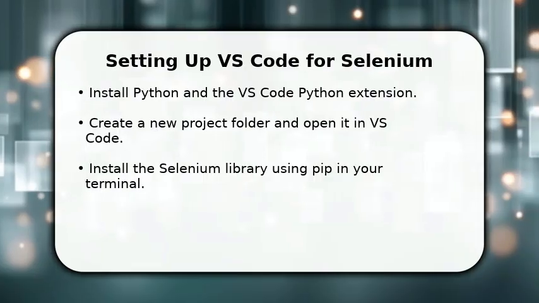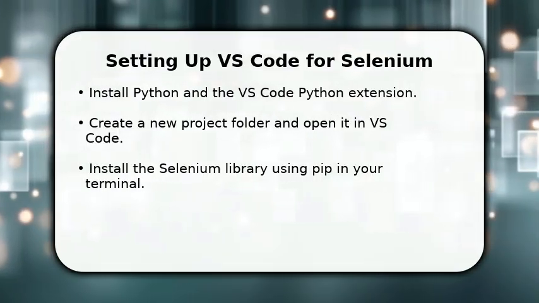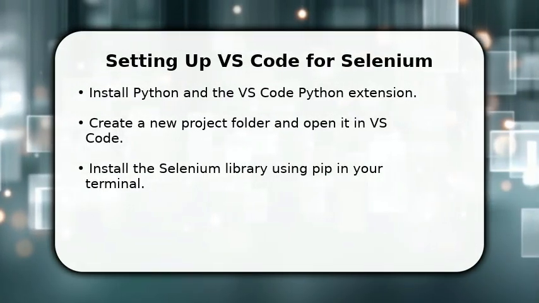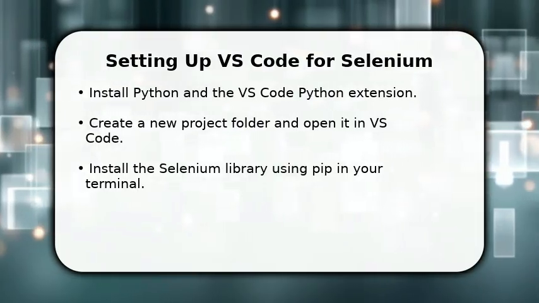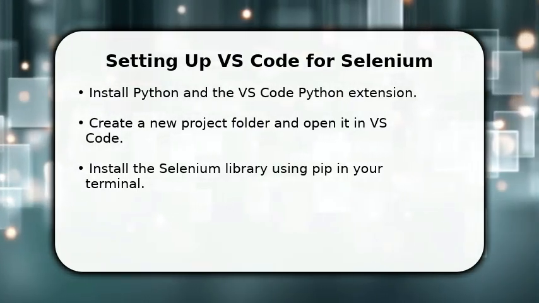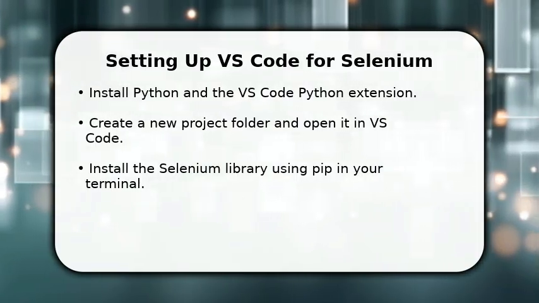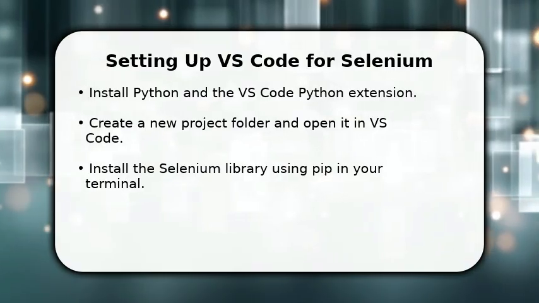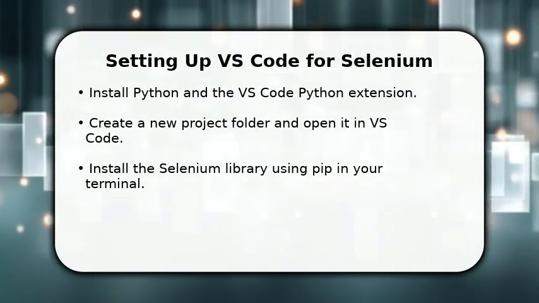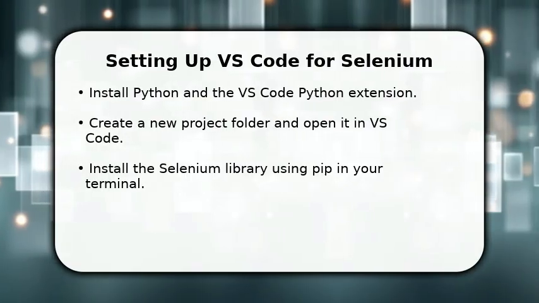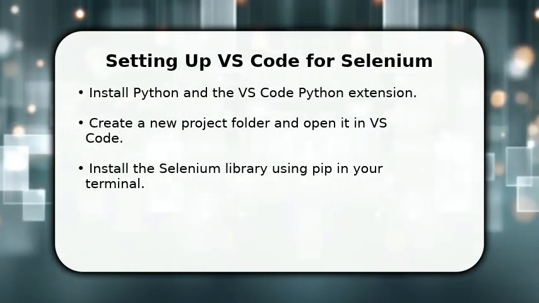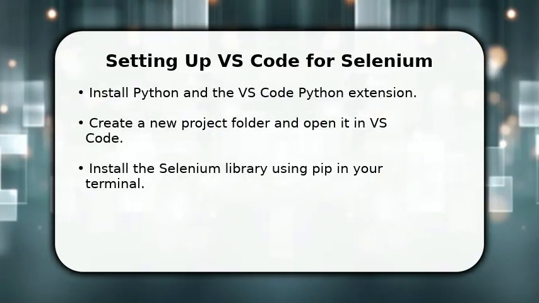In this video, I will explain how to run Selenium code in VS Code. First, ensure Python is installed and add the Python extension to VS Code. Next, create a new project folder and open it. Then, open your terminal within VS Code and install the Selenium library using the command pip install selenium. This sets up your environment for automation.